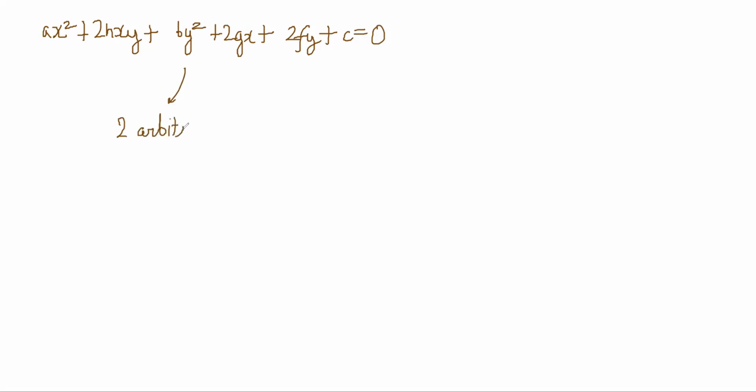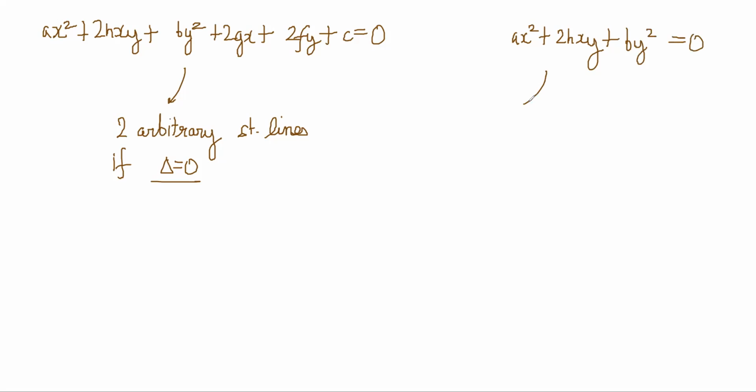So what have we learned? We have learned that this general equation represents two arbitrary straight lines if del is equal to 0. And this equation represents two straight lines through the origin. Now, here, let's think about what is my del value here.